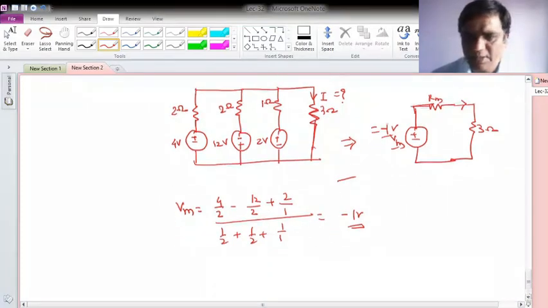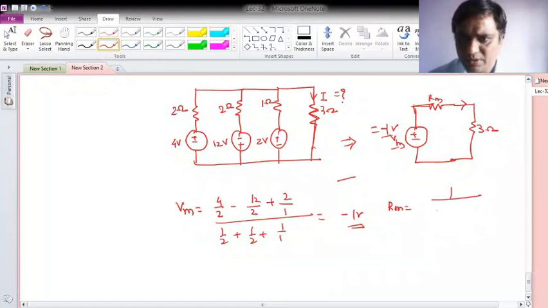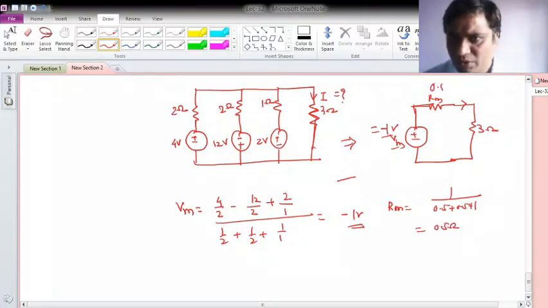Okay, and then next I have to obtain Rm, which will be 1 over G1, so it is 0.5, 1 over G2, 0.5 plus 1, so which is 1 by 2, which comes out to be 0.5 ohm. So this will be 0.5 ohm.